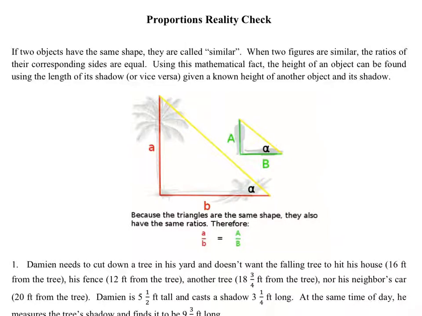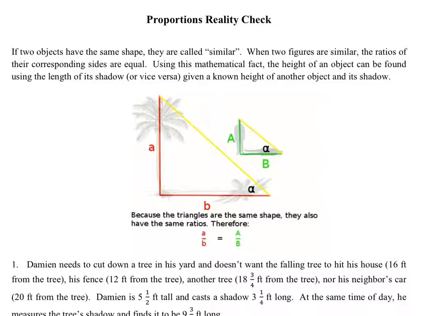If two objects have the same shape, they are called similar. There's a little bit more to it than that, but let's continue. When two figures are similar, the ratios of their corresponding sides are equal. Using this mathematical fact, the height of an object can be found using the length of its shadow, or vice versa, given a known height of an object and its shadow.